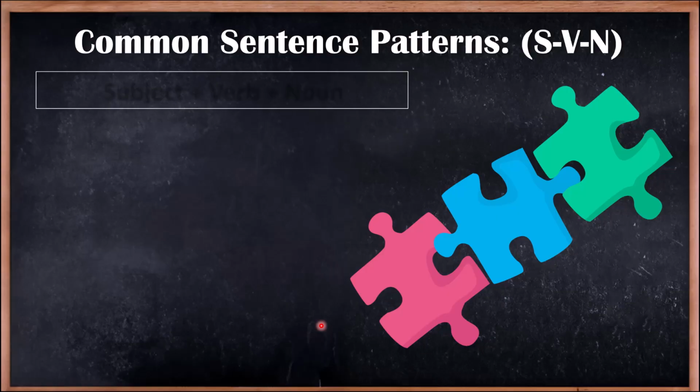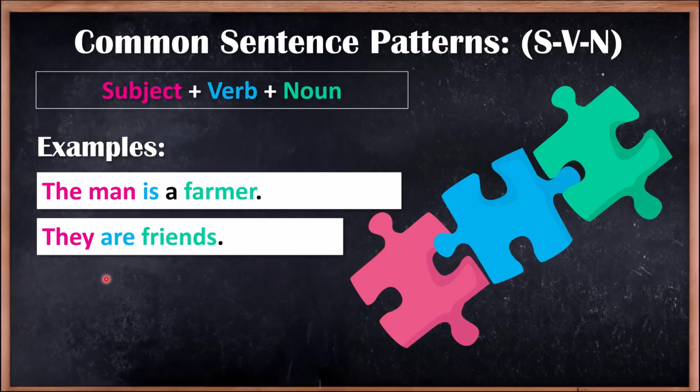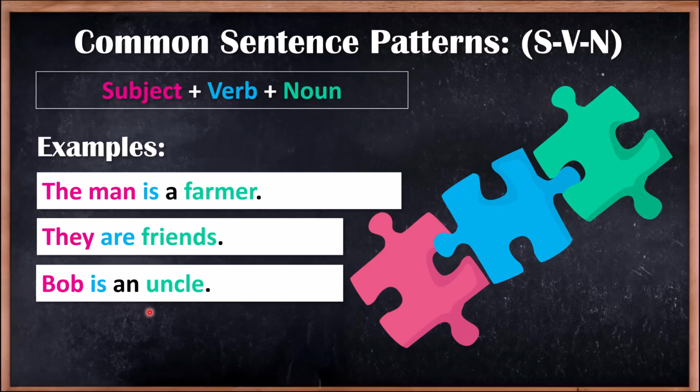Another common sentence pattern is subject plus verb plus noun. For example, the man is a farmer. Here we have the subject, the man, we have the verb to be, and we have a noun, farmer. And this noun provides more information about the subject. Oftentimes with this sentence pattern, we use the verb to be. Another example, they are friends. Bob is an uncle.